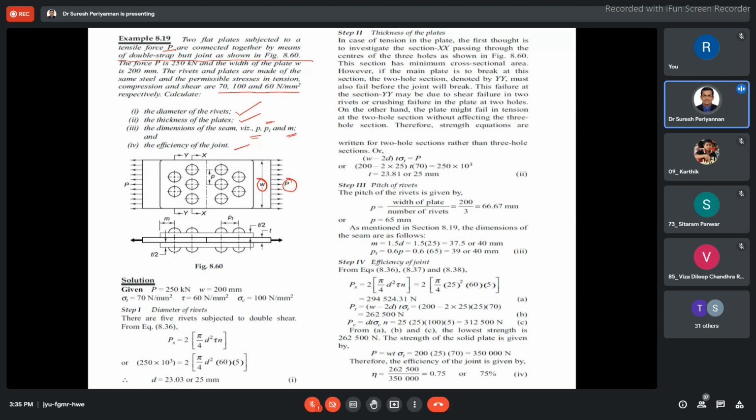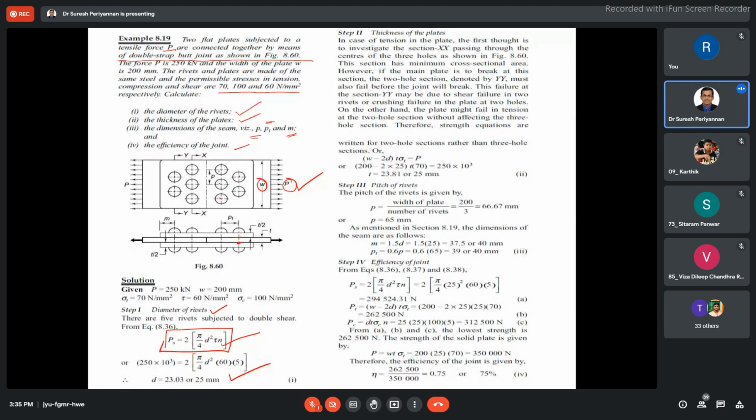The load is given. First we find the diameter of the rivet. There are 5 rivets subjected to shear: rivet 1, rivet 2, rivet 3, rivet 4, rivet 5. Here the load is given. It is double shear, so we have to use the formula we derived. Here n, the number of rivets, is 5. We multiply by 2 because of the 2 shear planes, 2 cross section areas. Hence, from this relation, we are able to find the diameter of the rivet, 25 mm.